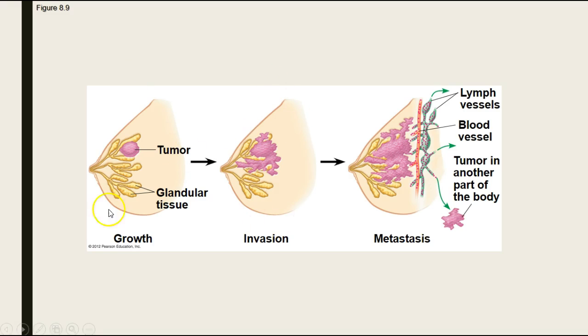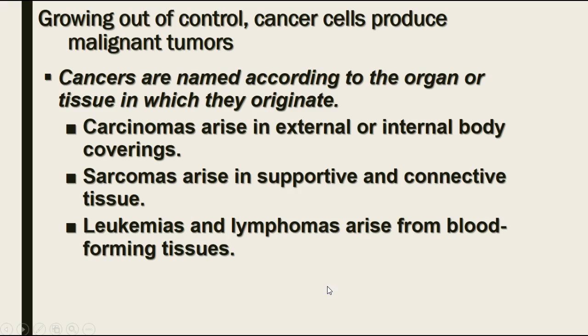Here we have a tumor starting in the tissue here. This is glandular tissue in the breast, and you have a tumor beginning there. And as long as it stays right there and doesn't grow anymore, then that could just be a benign tumor. Once it starts invading other tissues, that's when you know for sure that you have a cancerous tumor. And then finally, when it gets into blood vessels and lymphatic vessels and migrates to other parts of the body, that is called metastasis.